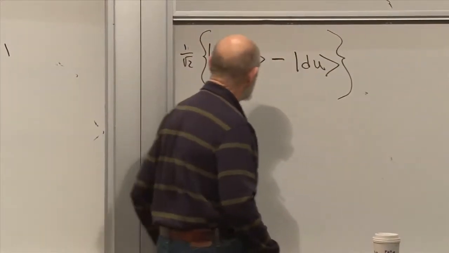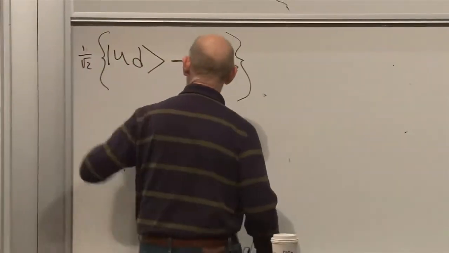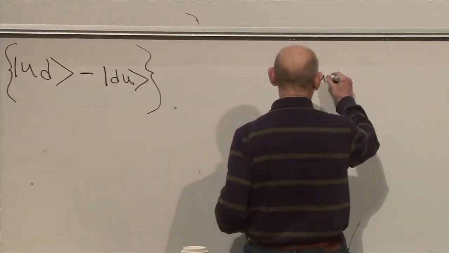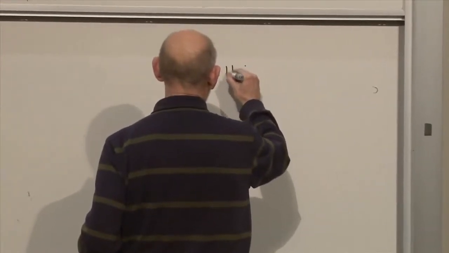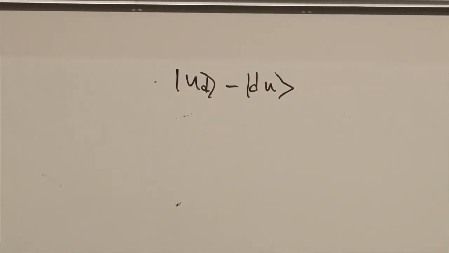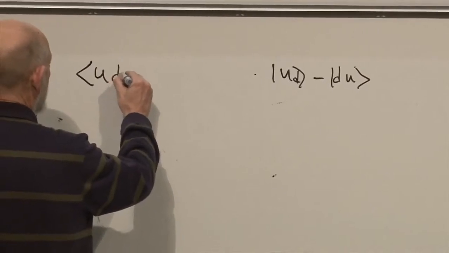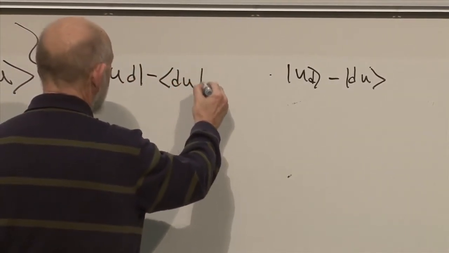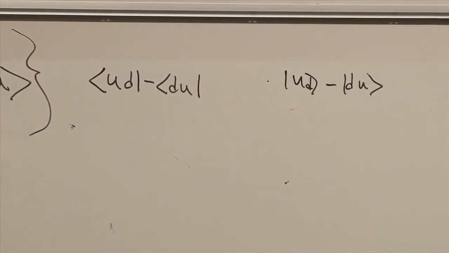We're going to find, and so let's do it, the square root of 2 here is not important. We have up, down, minus down, up. We're going to take the expectation value, so that means we have to make a sandwich. The sandwich will have up, down, minus down, up, and in the middle here, we're going to put a sigma. We could do the same with tau. We get the same answer.